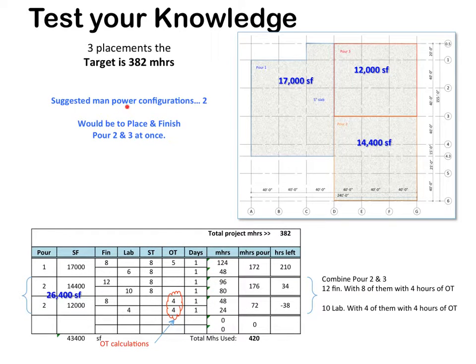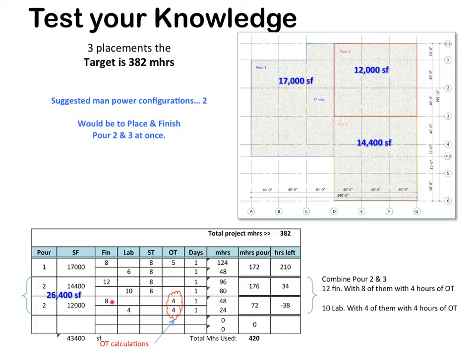Let's look at an additional manpower configuration, number 2, and that would be to place pour 2 and 3 together, a total of 26,400 square feet. We used 12 finishers for 8 hours, 96 man hours, 10 laborers for 8 hours, 80 man hours.